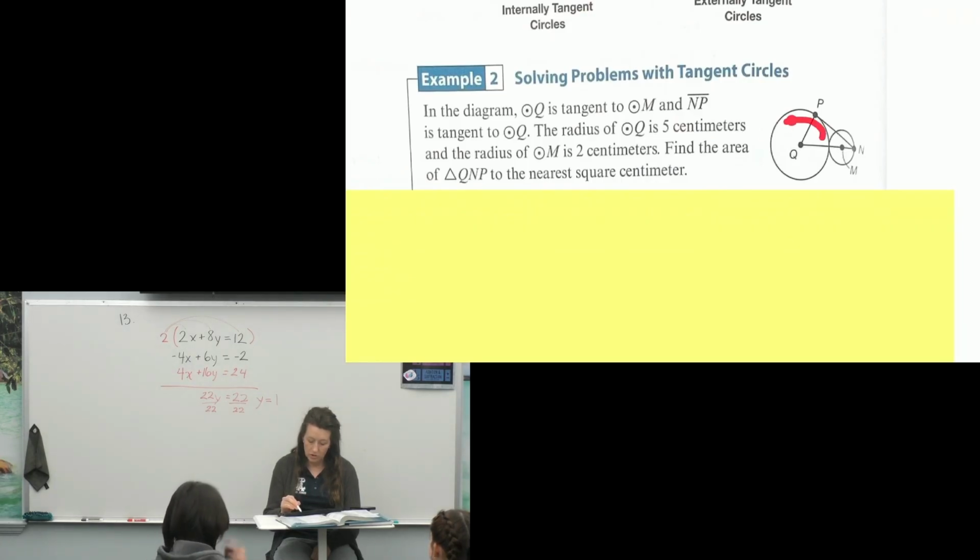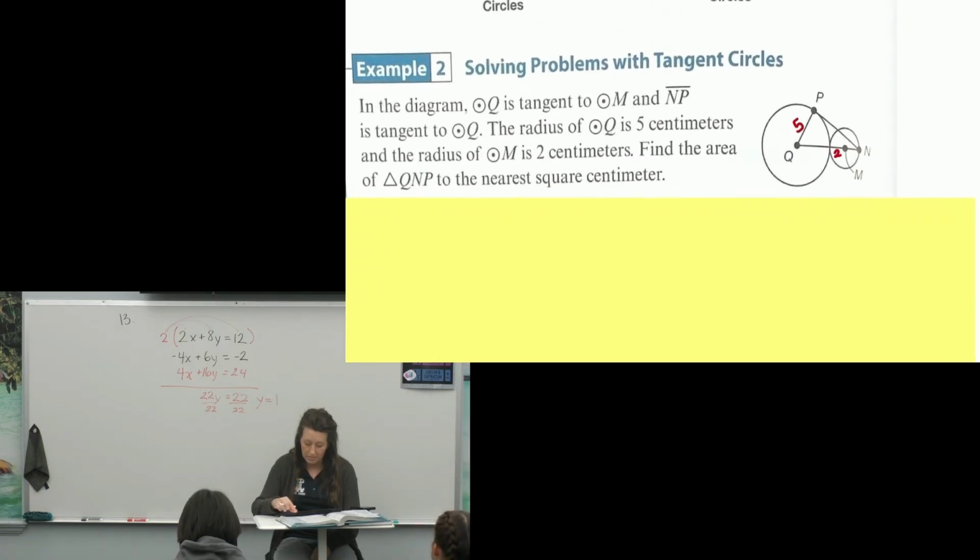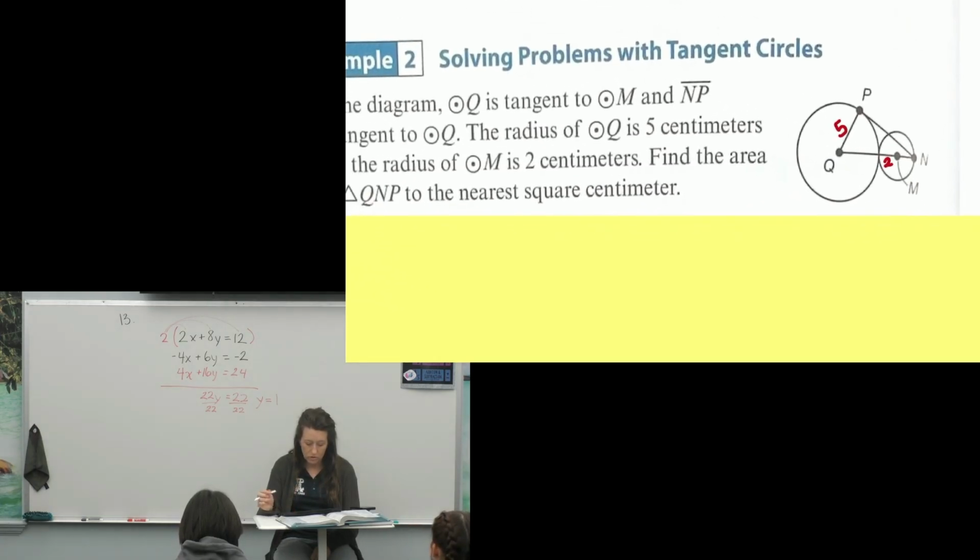In the diagram, circle Q is tangent to circle M. They're tangent to each other. And NP is tangent to Q. So this one would go tangent to circle Q. The radius of Q is 5 centimeters. The radius of M is 2 centimeters. That little guy right there is 2 centimeters. Find the area of triangle QNP. How would you do that? You want the area of this triangle.